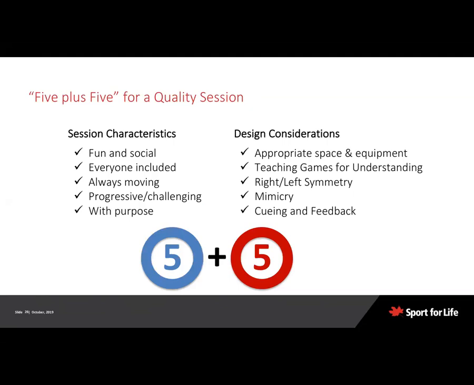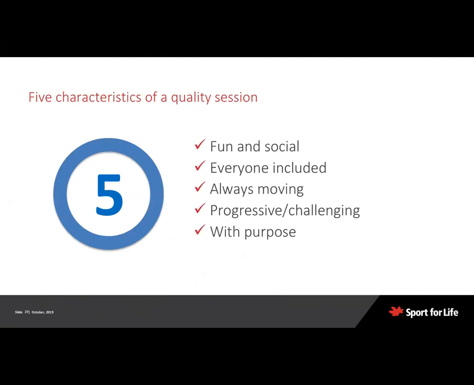The design considerations: you need to have appropriate space and equipment that are for the population you're working with. We use a teaching games for understanding approach in a number of things that we do. We want to make sure we're focused on both right and left symmetry. So both limbs, both hands, both legs. We use mimicry as a teaching component, and using cueing and feedback as another component around the design of the workshop, of the activity. So let's talk about the 5 characteristics for a quality session first.